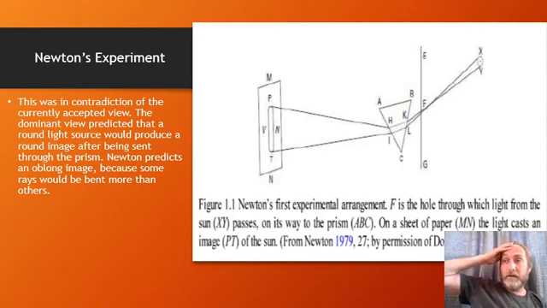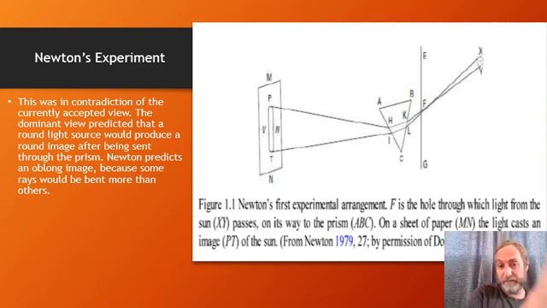So the accepted view at the time would predict that if you took the sun, which is in the upper right over here, and you sent it through a prism and projected it onto a background, you just get a little round dot, just like the sun. But Newton's different theory predicted that in fact you would get an oval, because the different parts of the light would refract at different angles and it would spread out.